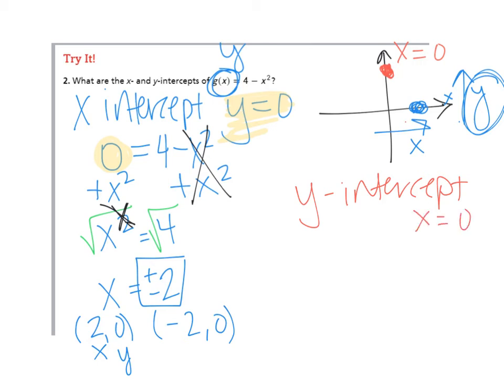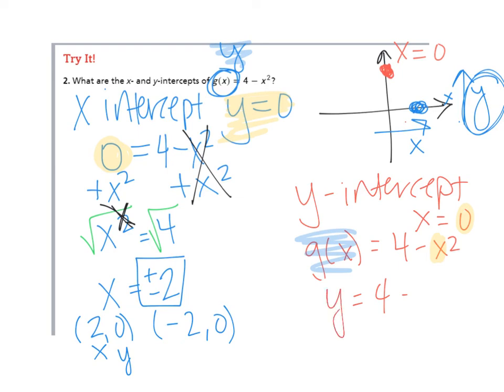So now this is actually even easier. So my g of x is equal to 4 minus x squared. All I have to do here, y'all, is this x just becomes a 0. And remember, don't forget, y and g of x are the same thing. So we're just going to go ahead and plug in 0 equals 4 minus, sorry, guys. We don't put a 0 there. We put a y there. There we go. y equals 4 minus 0 squared. Well, duh, 0 squared is 0, so we just get y is equal to 4.